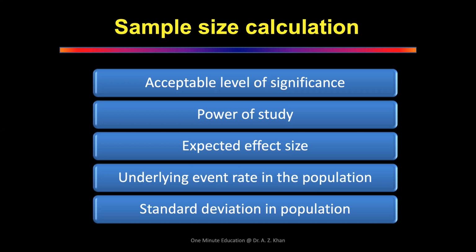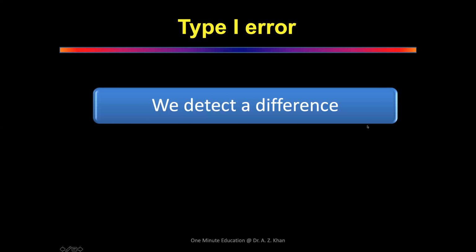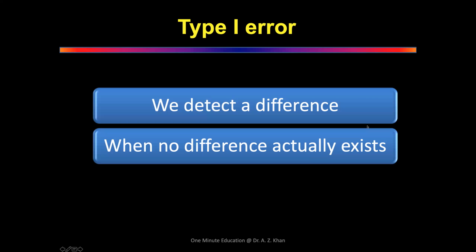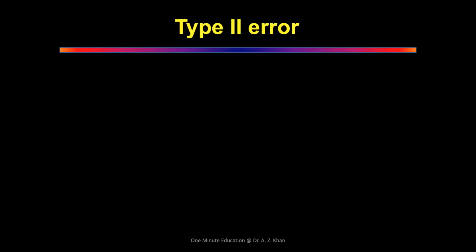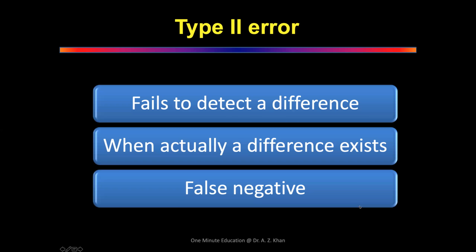What is type 1 error? Rejecting a null hypothesis when it was right. So you detect a difference when no difference really exists. What is that called? False positive. Okay. What is type 2 error? I'm sorry, I'm moving from topic to topic just to make it interesting. False negative, sir. Yes, false negative. It fails to detect a difference when actually a difference exists.